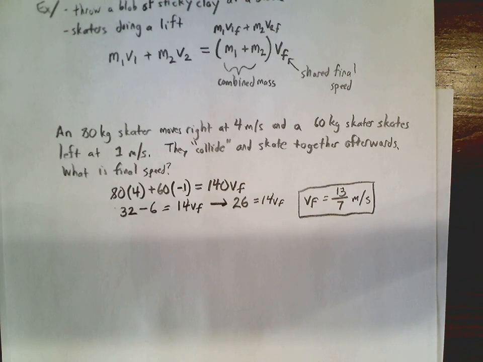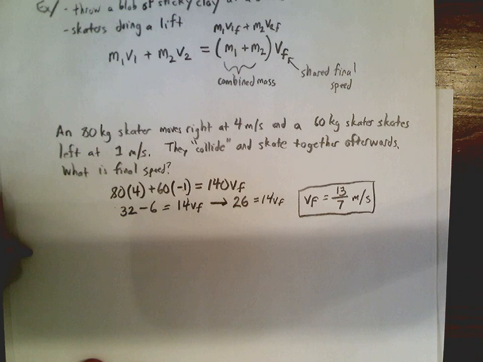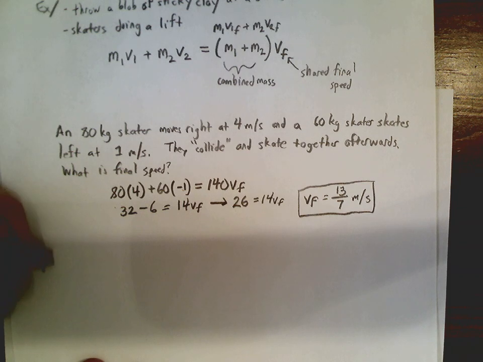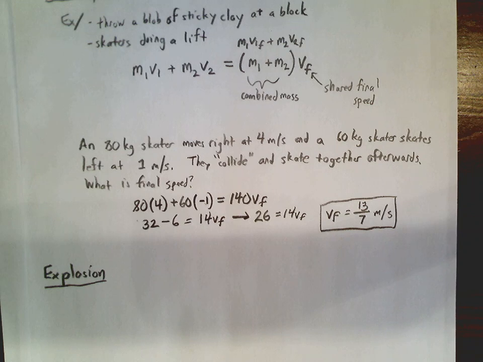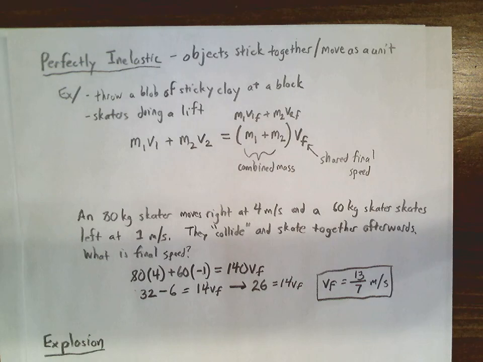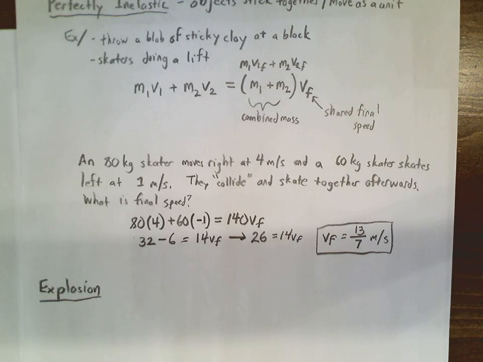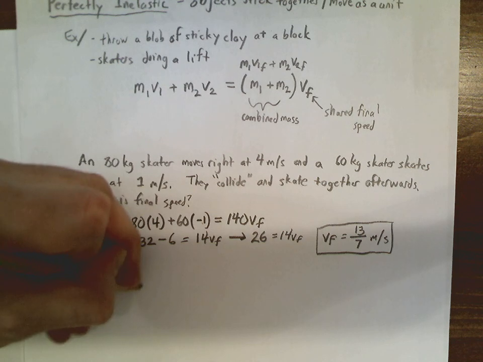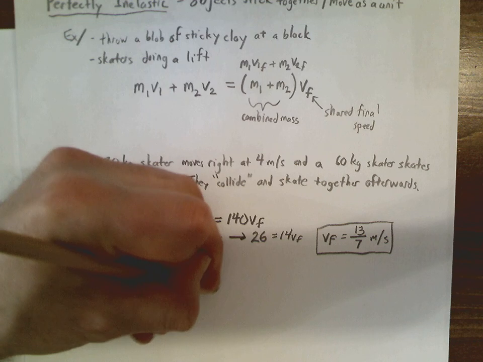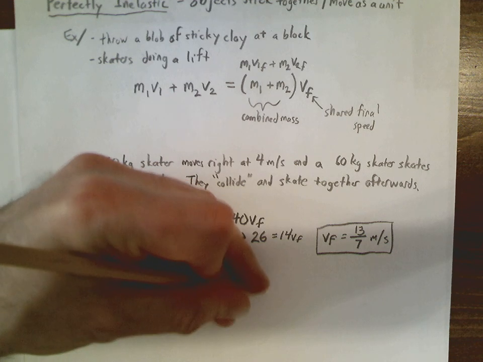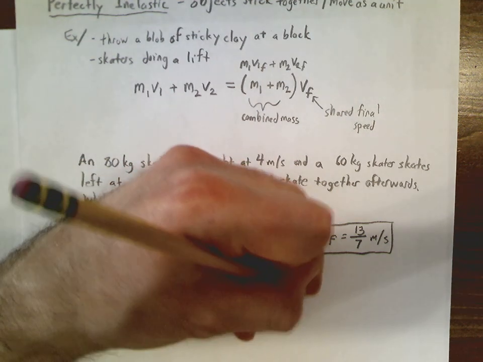In addition to a perfectly inelastic collision, our final type of collision is the explosion. I like to think of it as a perfectly inelastic collision in reverse. If a perfectly inelastic collision was two objects sticking together, the explosion has one object breaking apart into multiple objects. So one object breaks apart into multiple objects.